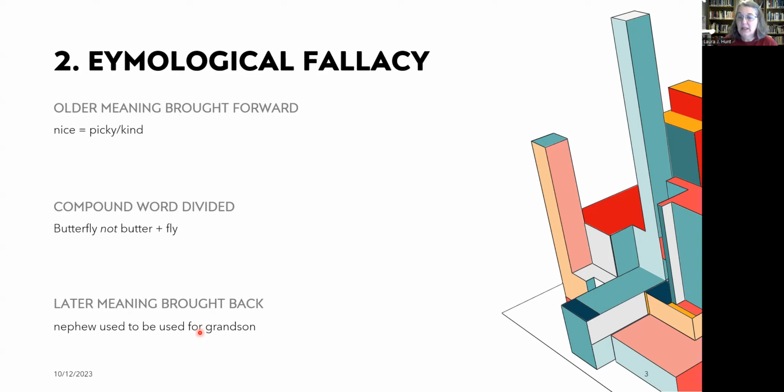The word hashmal means electricity in modern Hebrew, but in the Hebrew Bible, Ezekiel 1:4, it obviously can't mean electricity in that text.